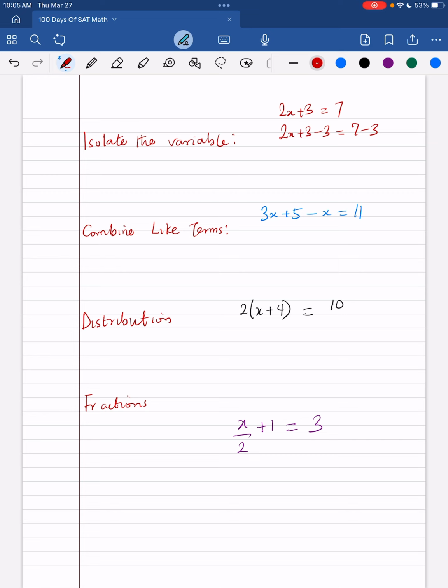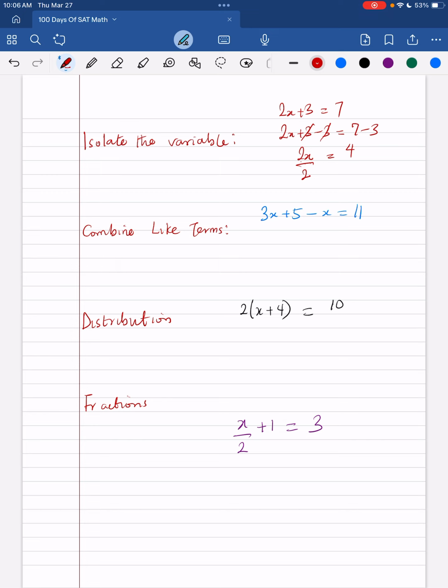So this undoes the 3. So plus 3 minus 3 becomes 0, leaving 2 with x only. Then on this other side, we have 7 minus 3, which is 4. Now, if you want to further isolate this x, you can. Remember, this is 2 multiplied by x. To undo that, you can divide.